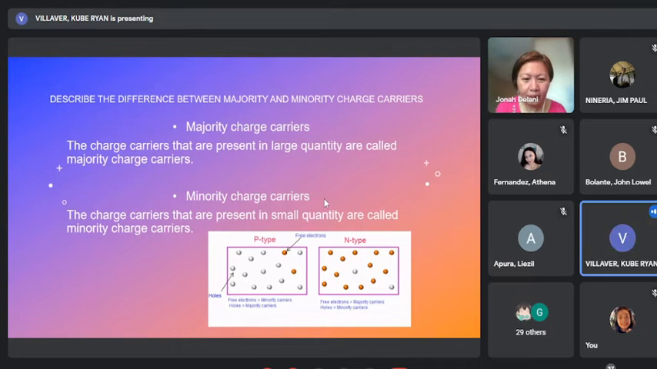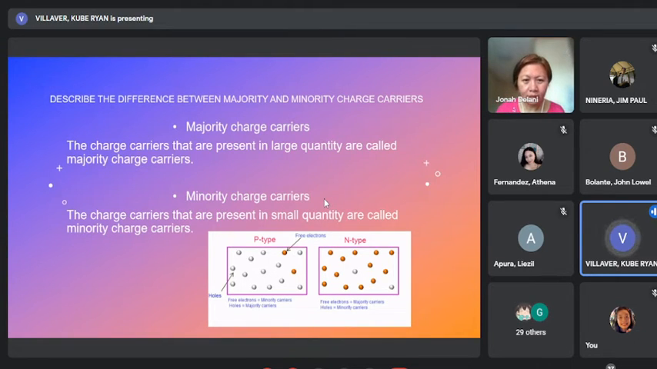So, good day, everyone. This is my question. Describe the difference between majority and minority charge carriers. Majority charge carriers: the carriers that are present in large quantity are called majority charge carriers. Minority charge carriers: the charge carriers that are present in a small quantity are called minority carriers.